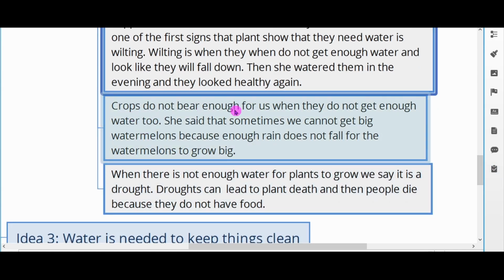Crops do not bear enough for us when they do not get enough water too. She said that sometimes we cannot get big watermelons because enough rain does not fall for the watermelons to grow big. Next point. When there is not enough water for plants to grow, we say it is a drought. Droughts can lead to plant death, and then people die because they do not have food.